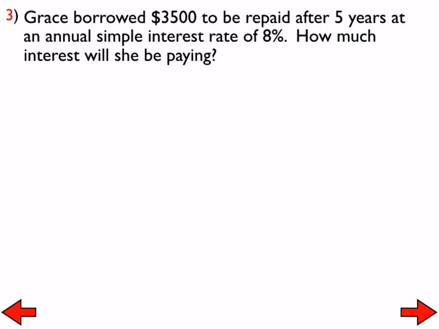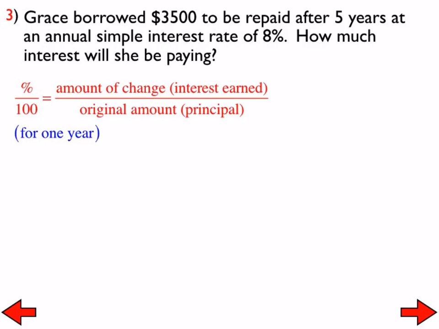Number 3, Grace borrowed $3,500 to be repaid after 5 years at an annual simple interest rate of 8%. How much interest will she be paying? And number 1 and number 2, we were asked for 2 different things. One thing led to another. In this one, we are only asked for how much interest she will be paying based on the information within that problem. So the setup is exactly the same, though.